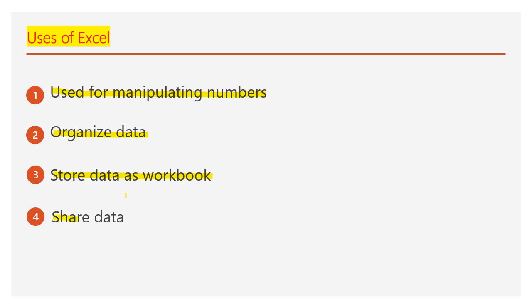Then we can share our data with other users. We can create a PDF file. PDF means portable document format, which can be easily transferred over the internet. So you can publish your data in PDF format and share it with anyone. So these are the uses of Excel.